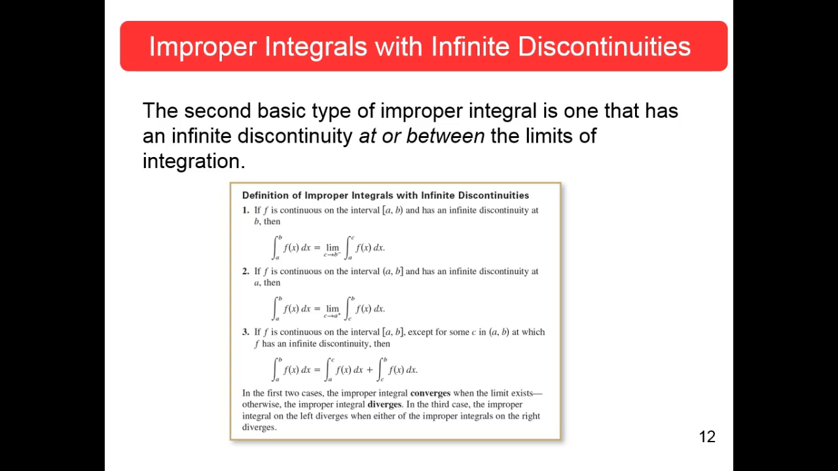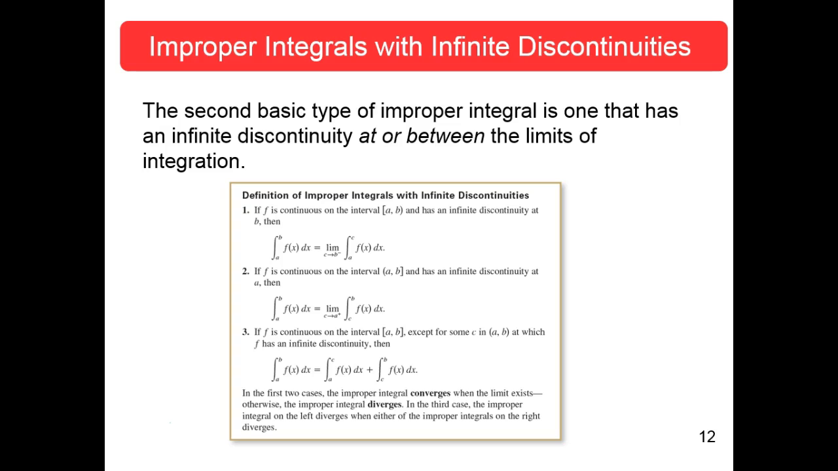I'm sorry. Yeah, that's right. Evaluate this one, let c approach b from the left, and here c approach a from the right. Seems like they have these backwards. Yeah, I guess that's right.